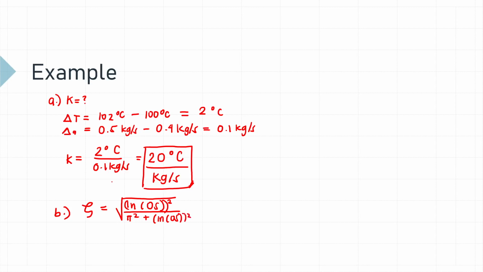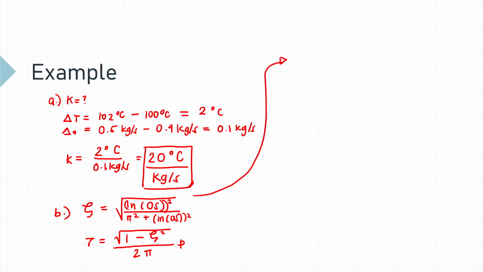That is zeta. And tau is derived from our period, which is the square root of 1 minus zeta squared over 2 pi p. Alright? So obviously we're gonna have to start the solutions for b at some other place. Let's continue this one right over here.